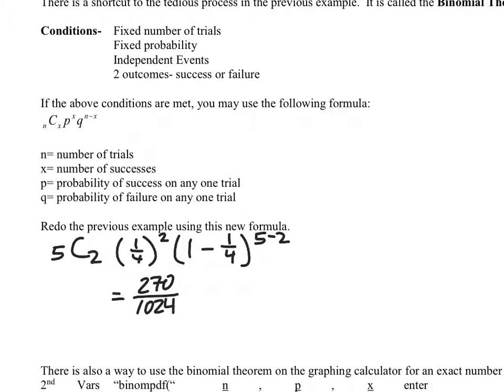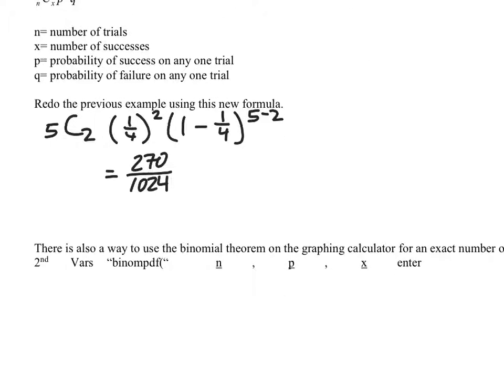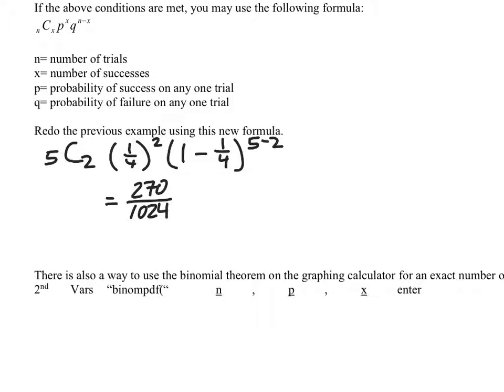All right. So that's a shortcut. But there's even a shorter shortcut. A shortcut to the shortcut, if you will. In the vars menu, the one that we would use to find normal CDF and inverse norm, if you scroll down, second vars, you scroll down, there's one that says binom PDF. It should be option A.